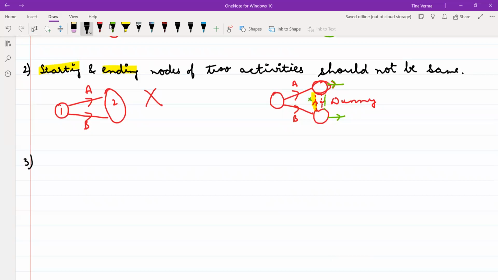The third rule is that the origin and destination should be unique.